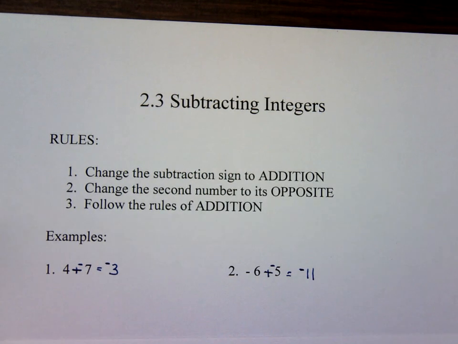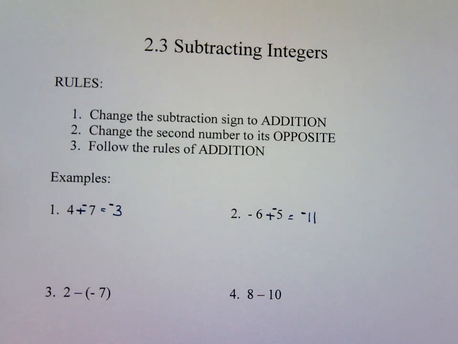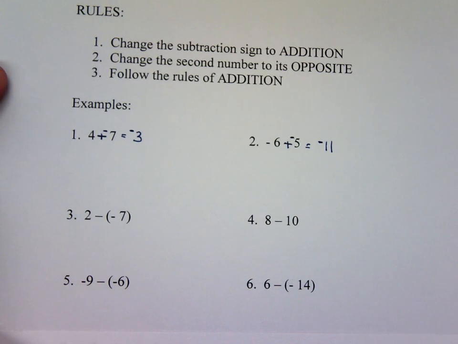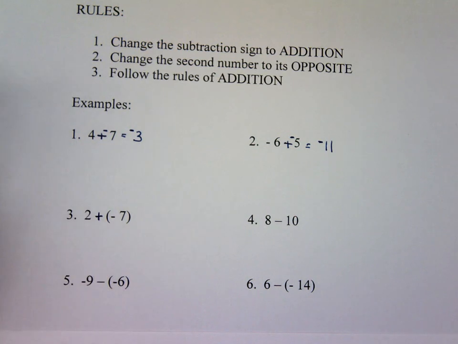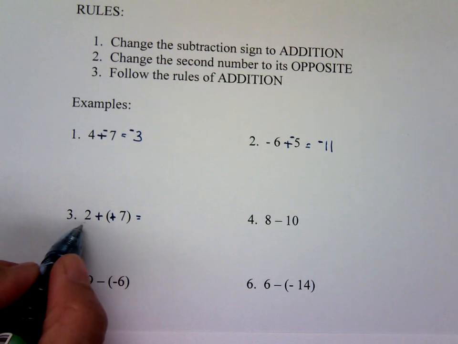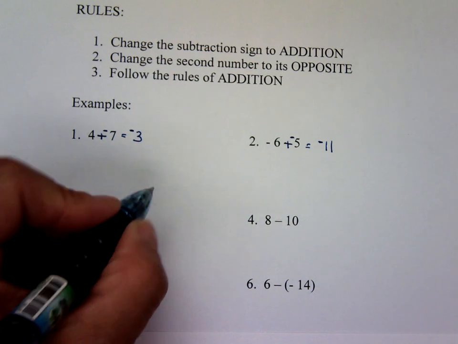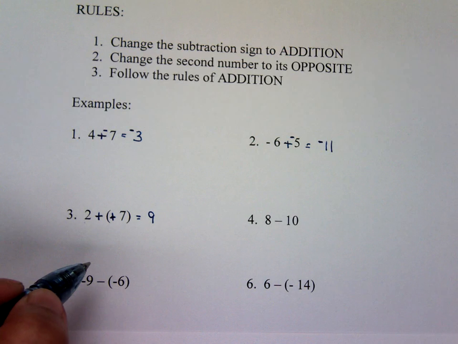So what I'd like you to do is press pause and try 3, 4, 5, and 6 on your own. When you're ready, go ahead and push play. So you should have changed your subtraction sign to addition and made negative 7 a positive 7. You'll notice that they're both the same sign, so 2 plus 7 is 9, and this 9 stays positive since 2 and 7 are positive.